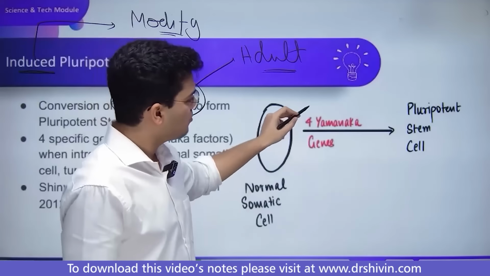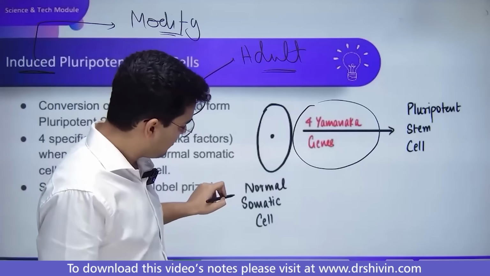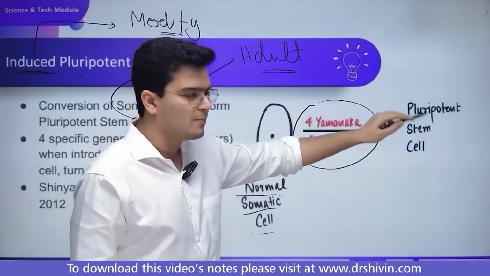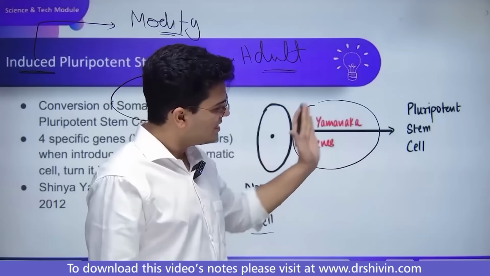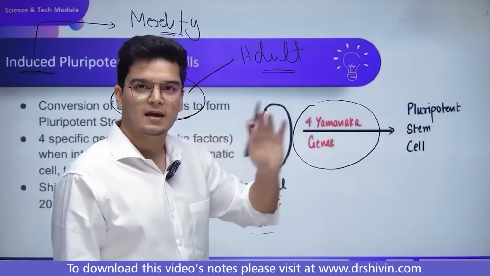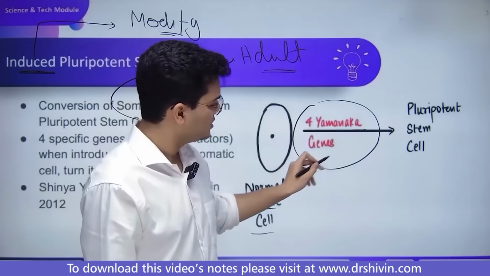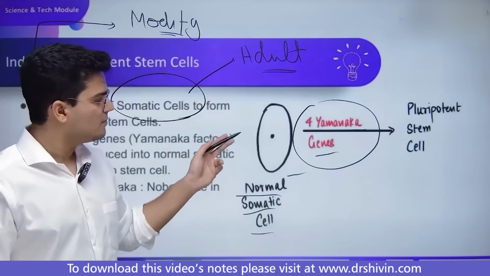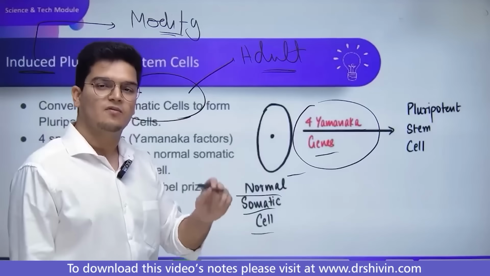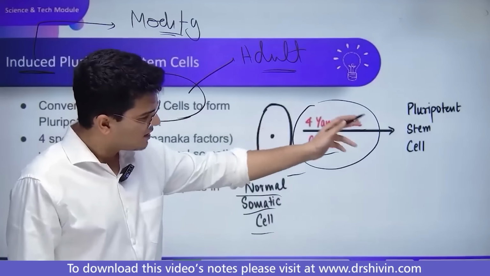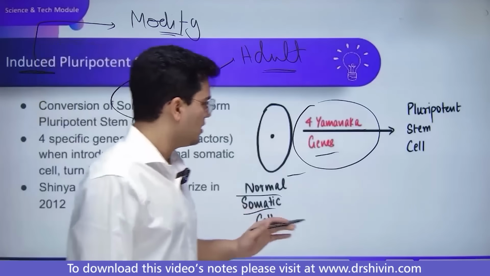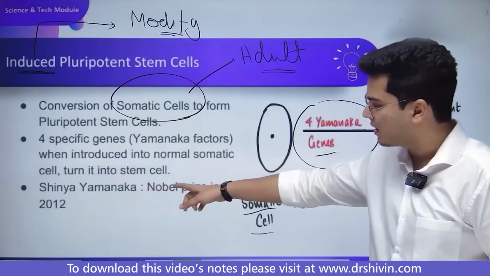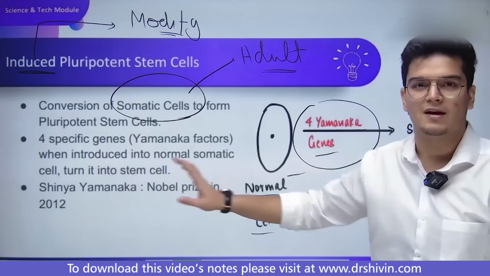Here, you need to modify 4 genes of a normal somatic cell. If you modify those 4 genes it will become a pluripotent stem cell. So it will be an induced pluripotent stem cell. These 4 genes are called Yamanaka genes. And why is it called Yamanaka gene? It is called Yamanaka gene after the name of the scientist Professor Yamanaka who created this technology. Okay, so induced pluripotent stem cell, his name is Shinya Yamanaka and he got the Nobel Prize in 2012.